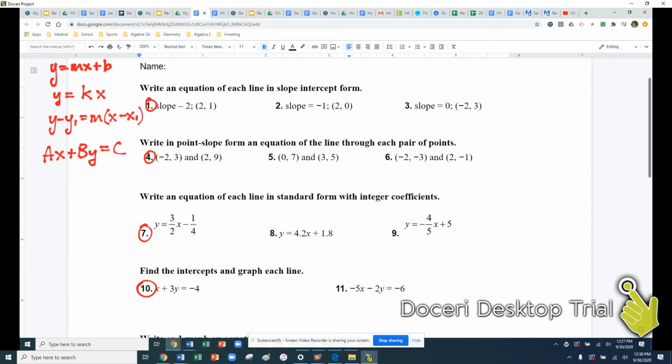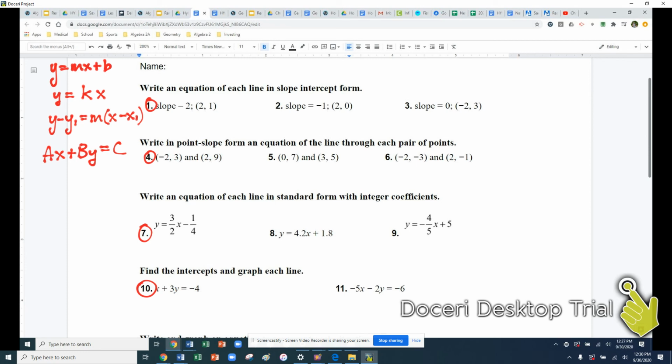Okay, so I've got directions here. We're going to write an equation of each line in slope-intercept form. So I want my answer to look like the very first form of the equation. To write an equation in slope-intercept form, I need the slope, obviously, and the intercept represents that number where it crosses the y-axis.